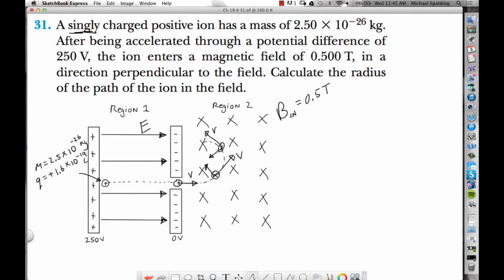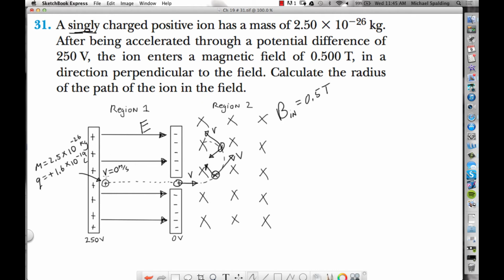So anyway, the first thing we have to do is find the velocity of the charge as it leaves region 1, right? And then we can assume that the initial velocity is 0. The charge starts from rest. Let's see, do they say that? I don't think they specify it, but we have to assume it.